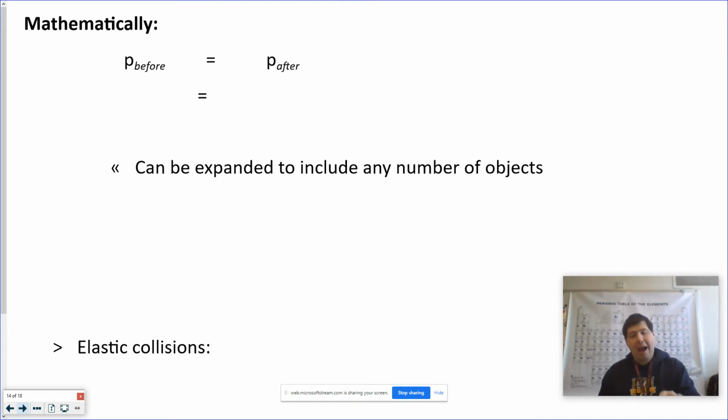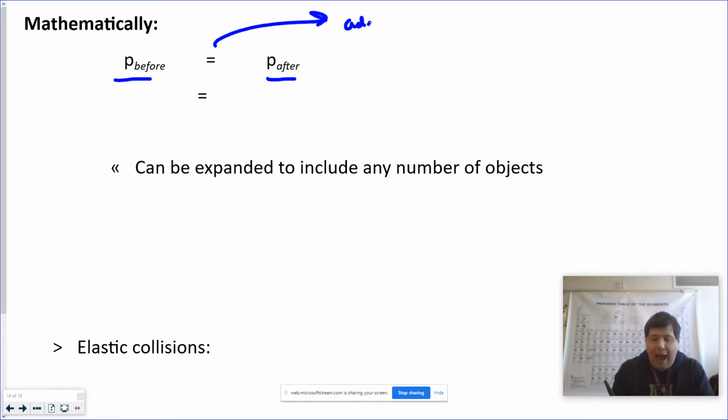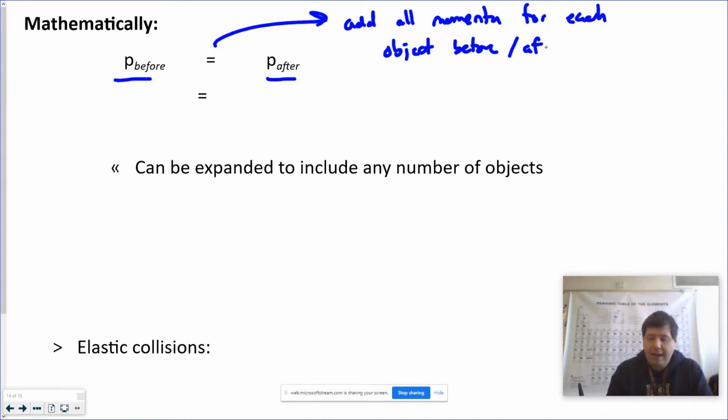So mathematically, this is the equation that's in your reference table. Momentum before equals momentum after. And really all you do here is you add all the momenta for each object before and after. And I find it's a little easier to write this equation if you think about, okay, I'm going to do all of the objects and list them out here.